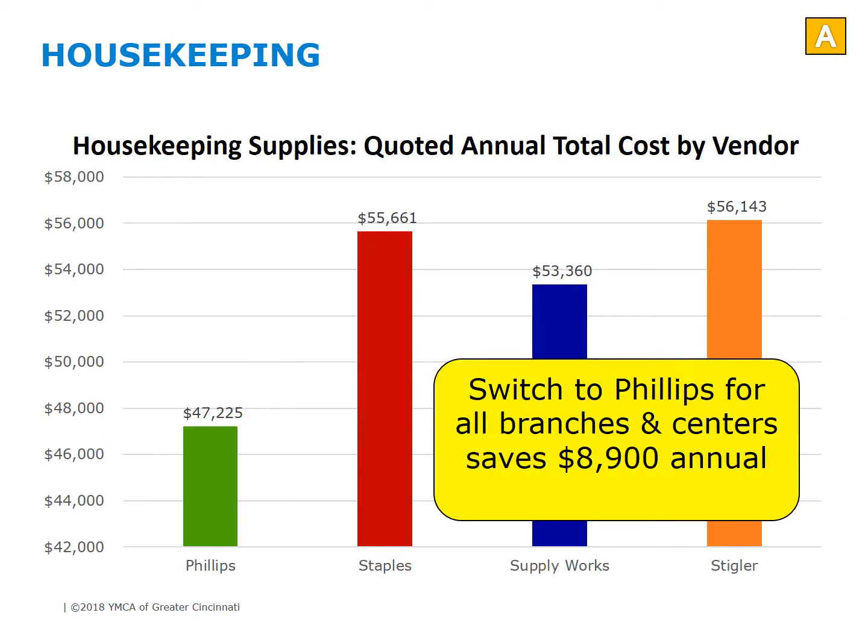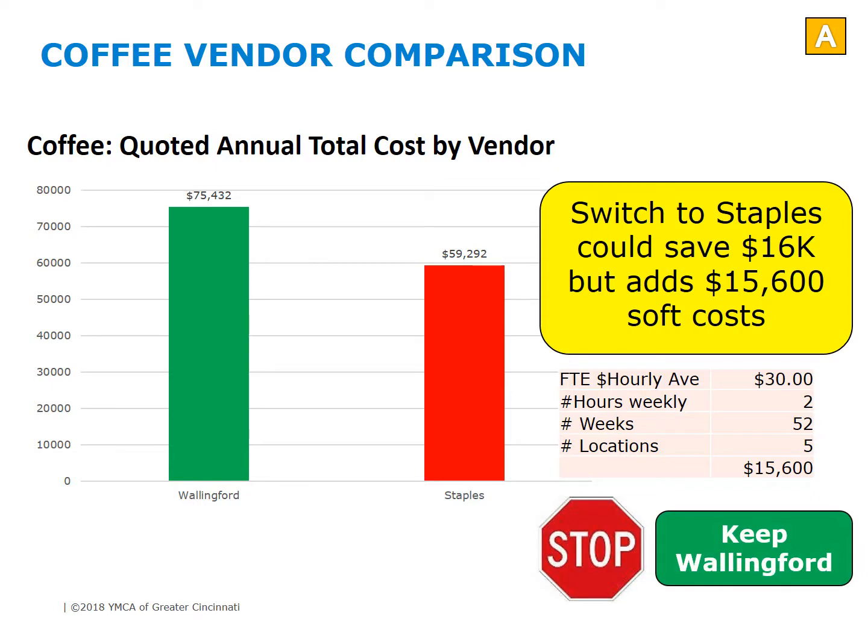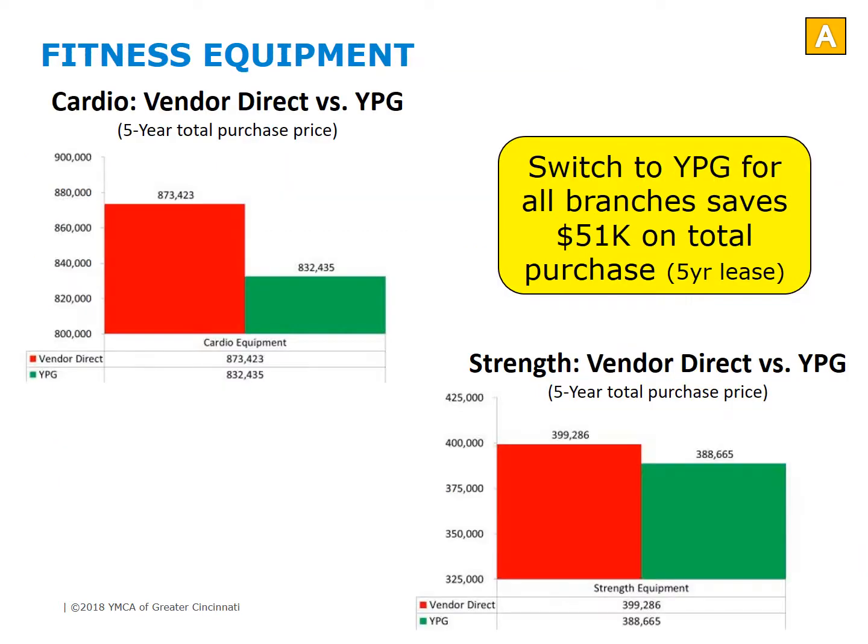The team analyzed possible savings for switching to Staples for coffee supplies. Although it would save $16,000, it would also nearly add the same amount in employee time, which we call soft costs. Therefore, no change was implemented for coffee supplies. The big savings for this project came in consolidating fitness equipment vendors to YPG for all branches.